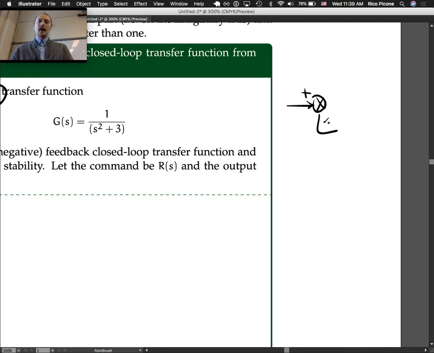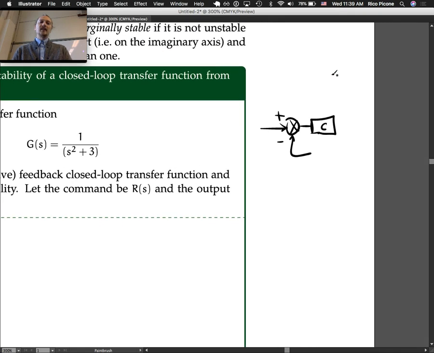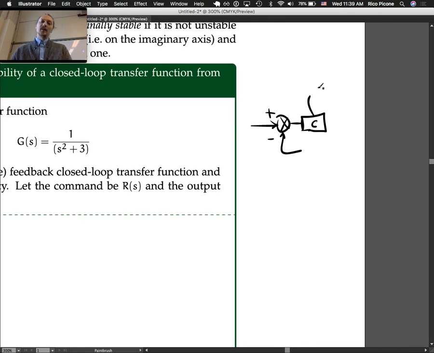Plus negative feedback, I said, so minus. There's a controller, C, which it didn't say here, but we're gonna set this to unity. It wasn't given in the problem, so we're gonna say just 1 in this case. And our plant, G, and then that's our output, and we have our unity feedback. So that is our closed loop transfer function, or that's our closed loop block diagram.